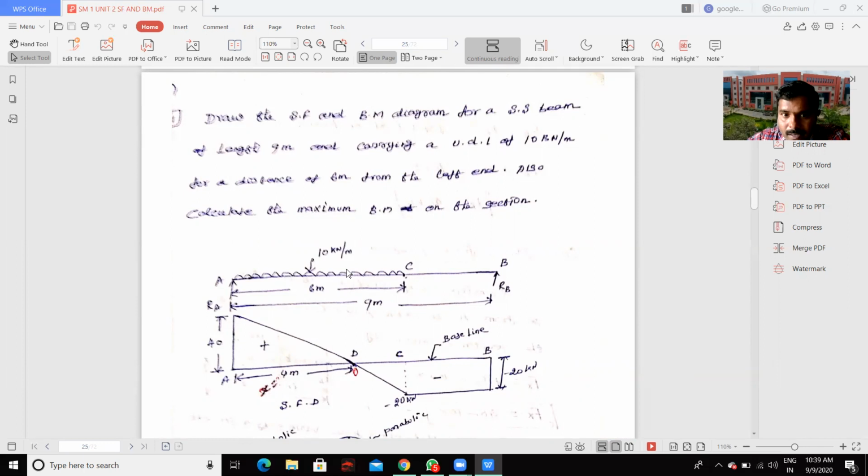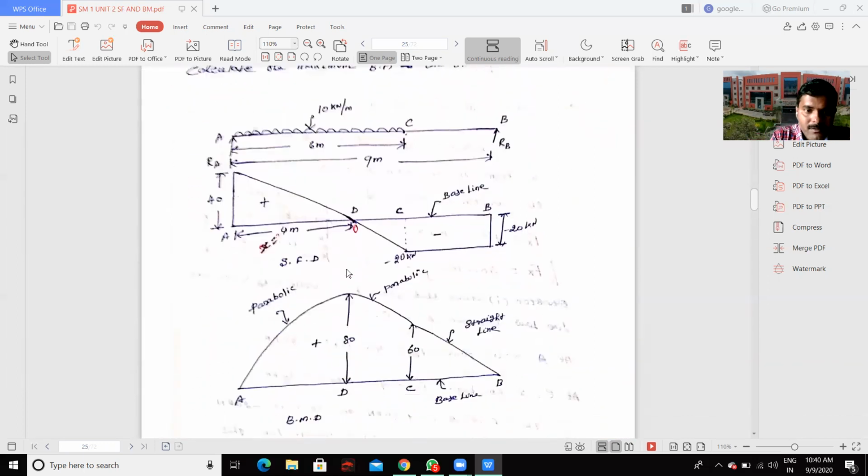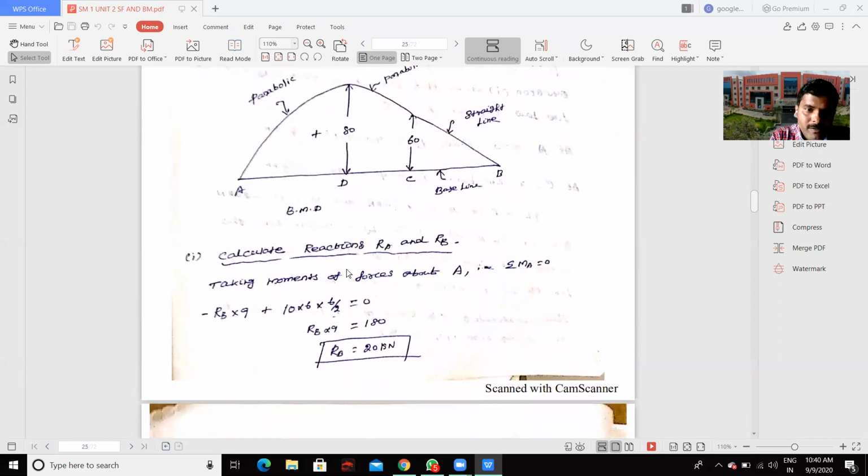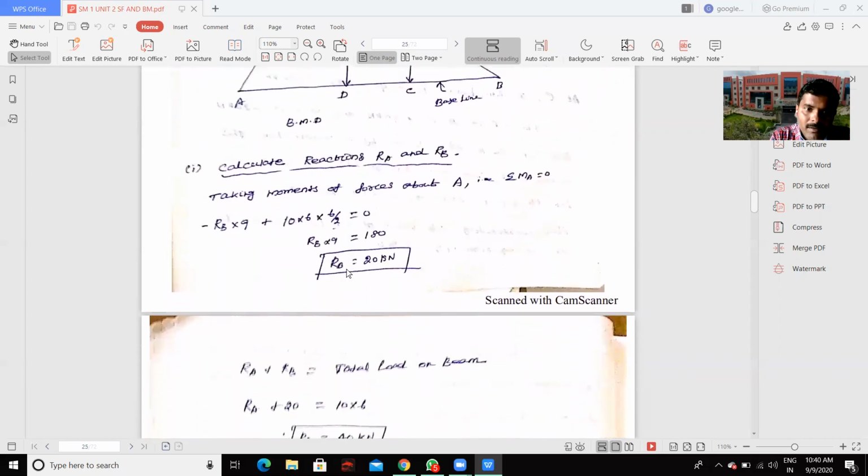So to find out the reactions, you have to use two equations. One is sum of the moment at A equal to 0 or sum of the moment at B equal to 0. By using that one, you can find out the RA value, RB value. Another equation, sum of the upward vertical force will be equal to sum of the downward vertical force. By using that, you can find out RA and RB. So by using these two equations, first of all, you need to find out the reactions. So the first step is to calculate the reactions RA and RB.